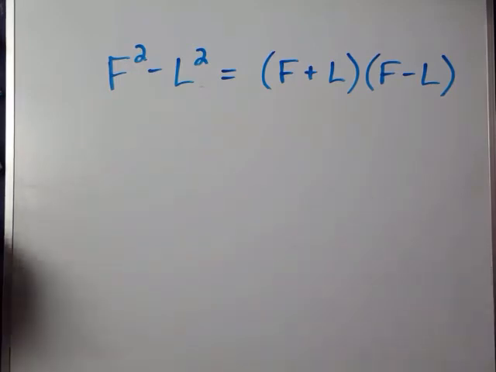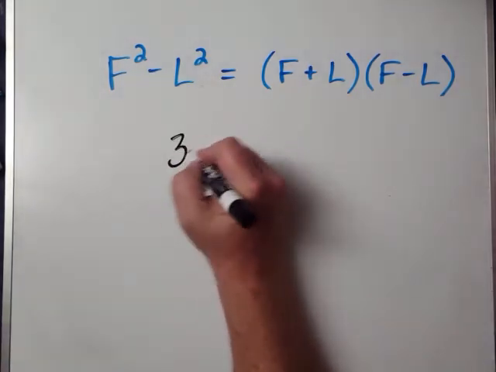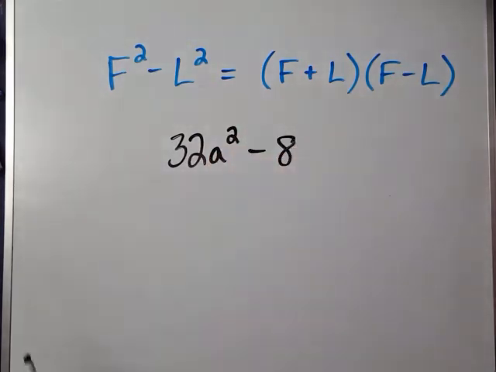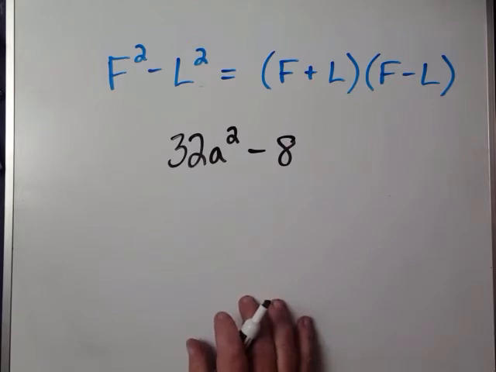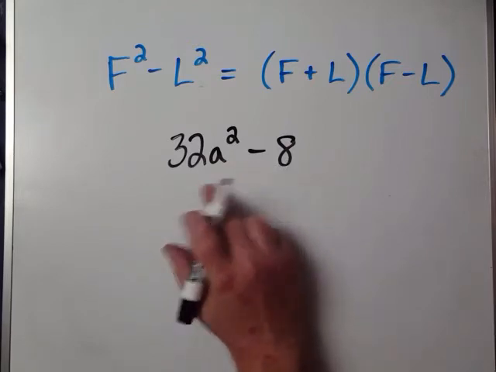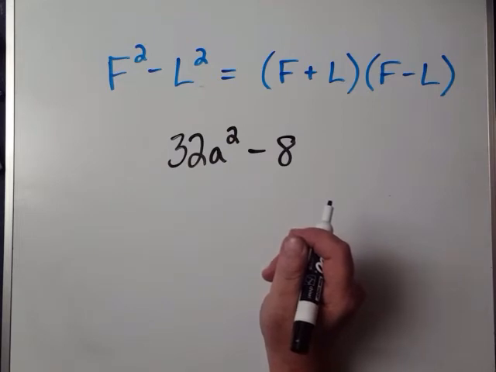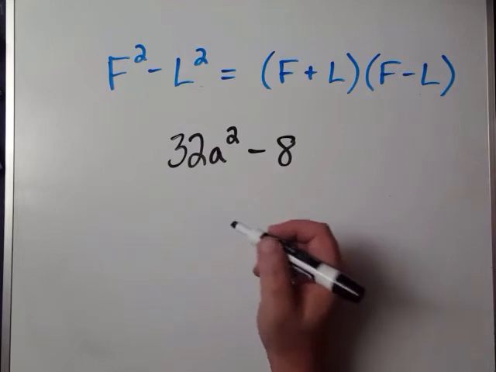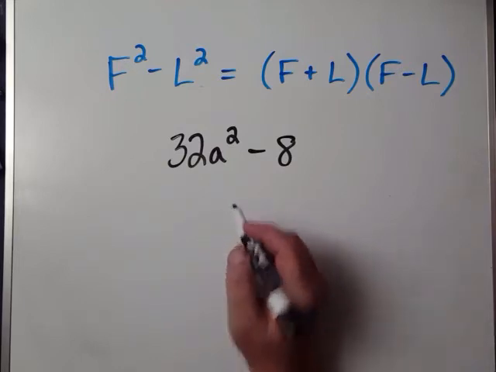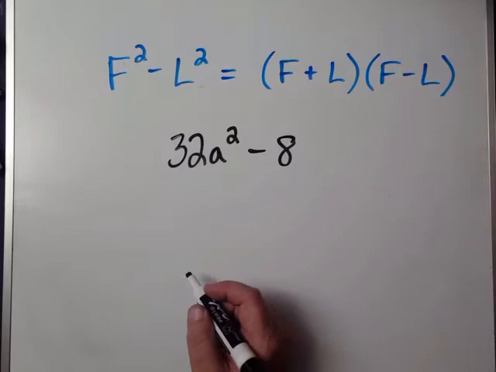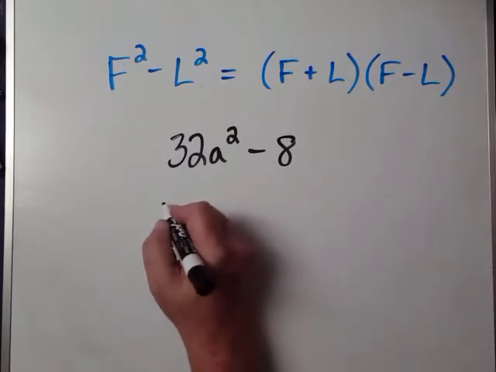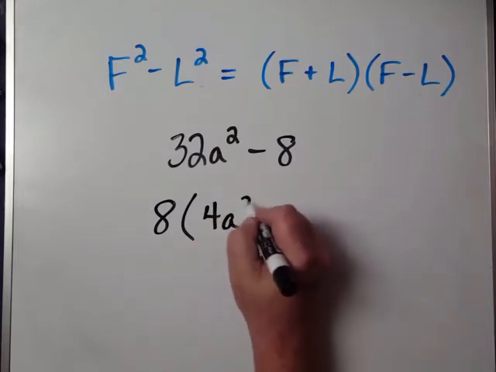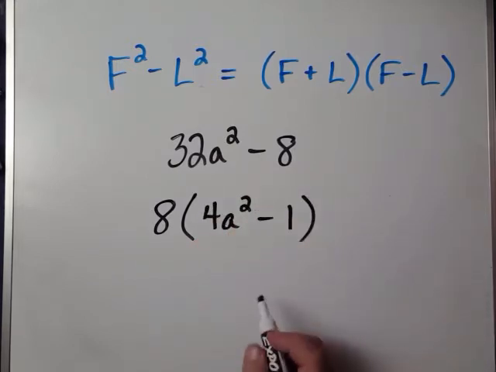Number 20. I see a binomial. I see a subtraction. Is this a difference of squares? But I'm getting ahead of myself. First things first. Always, always, always look for a greatest common factor first before you do anything else. I can factor out an 8. If I pull an 8 out of each term, it will leave 4a squared minus 1.